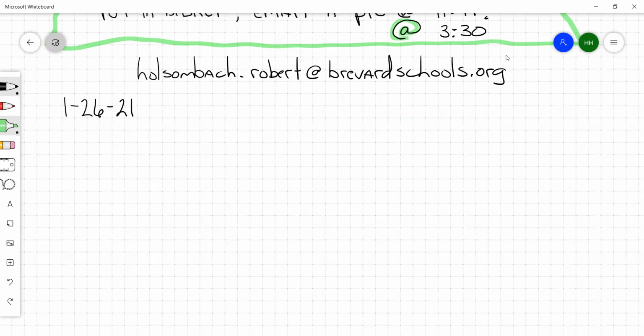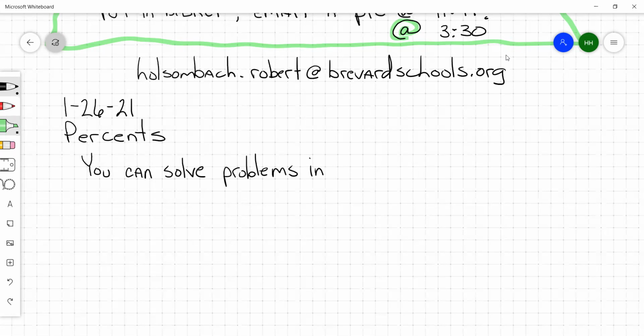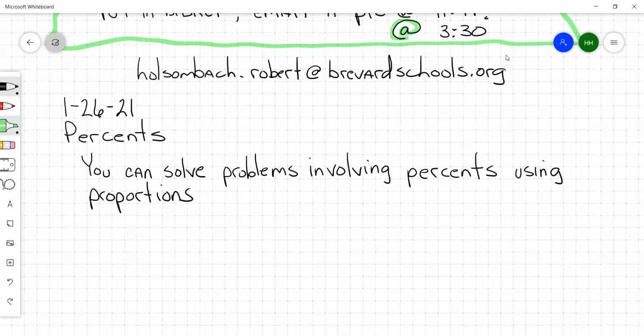All right, today we're going to be talking about percents. You can solve problems involving percents using proportions.